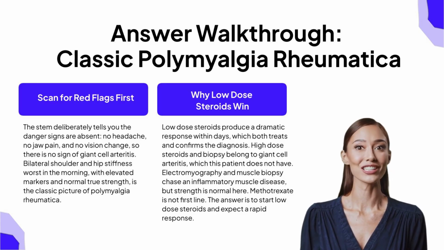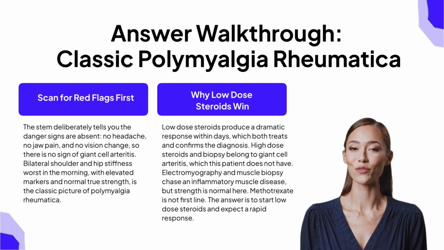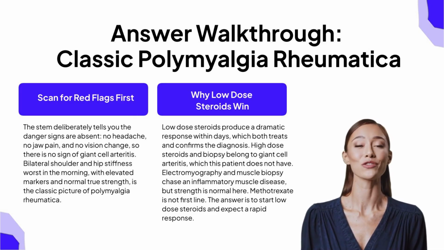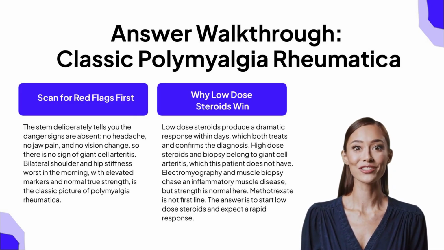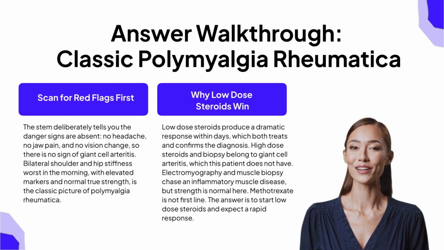The stem deliberately tells you there is no headache, no jaw pain, and no vision change, so there is no sign of giant cell arteritis riding along. Bilateral shoulder and hip stiffness that is worst in the morning, with elevated inflammatory markers and normal true strength, is the classic picture of polymyalgia rheumatica.